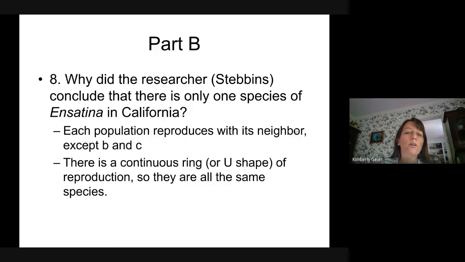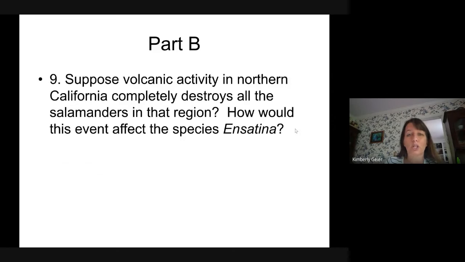Now, why did our researcher that we've gotten all this data from, Stebbins, conclude that there is only one species of Ensatina in California? Because each population reproduces with its neighbor, except B and C. But if we look, there's a continuous ring, or at least a U shape, like an upside down U, I guess a rainbow shape, of reproduction. So they're all the same species.